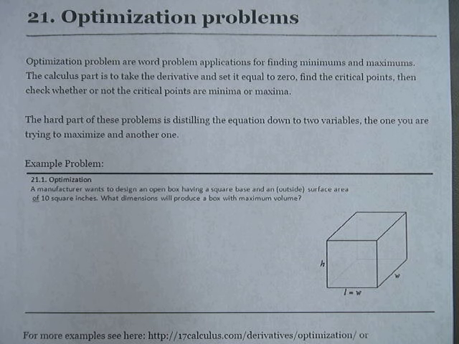Section 21, optimization. Optimization problems are just like the minimum and maximum problems that you did in the increasing and decreasing section, where we're finding relative maximums or minimums, except the difference is that you have to set up the equation based on geometry or real life situations with money costs for building things or fence size.